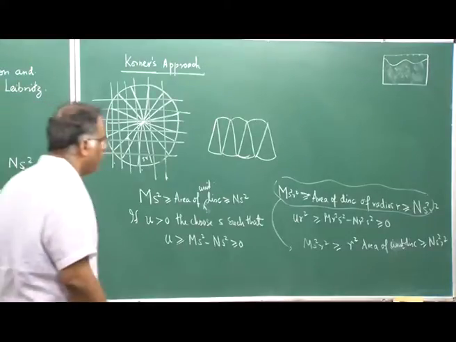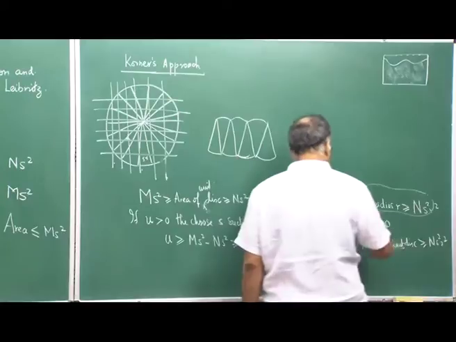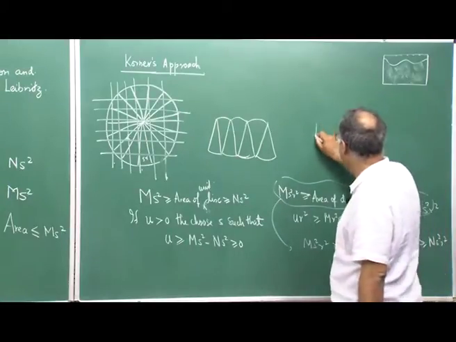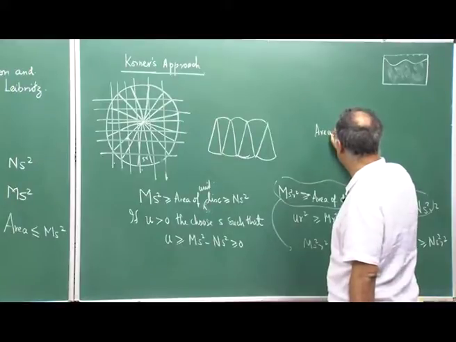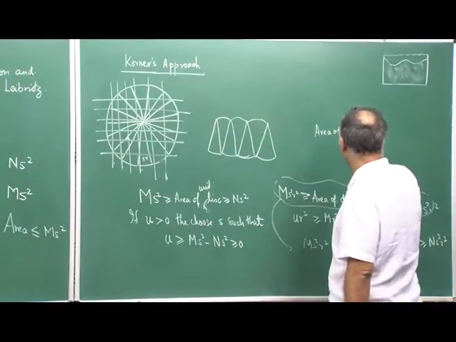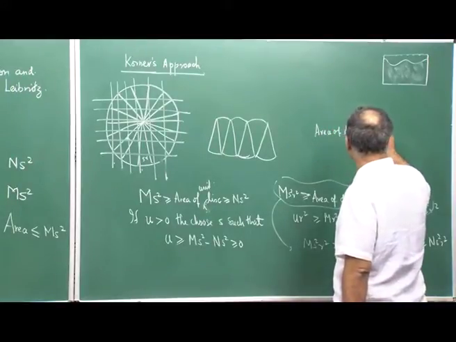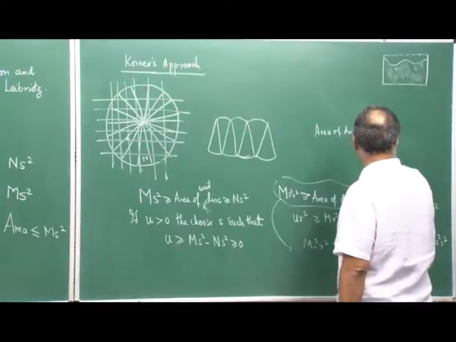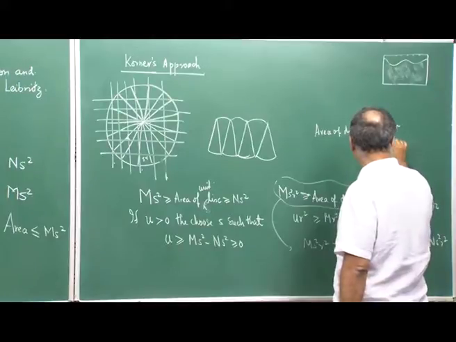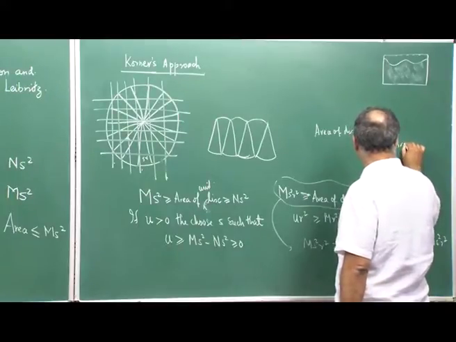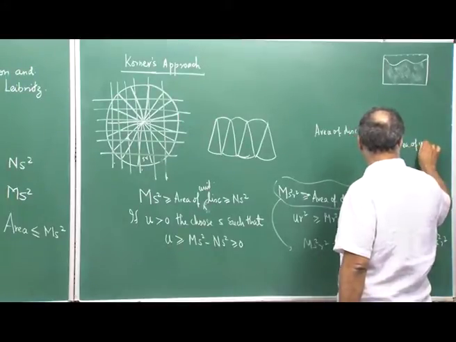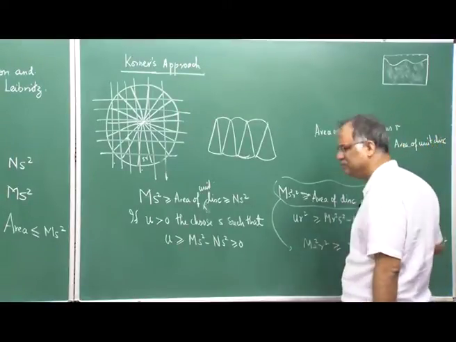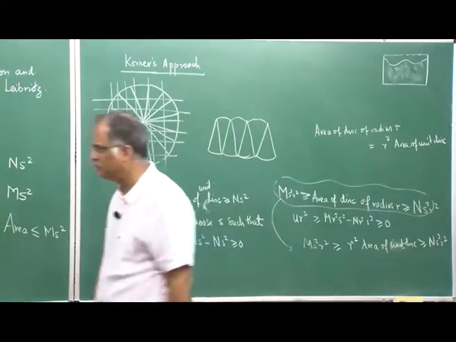So what do we finally conclude from here? We finally conclude that the area of a disc of radius R is equal to R square times the area of the unit disc. That is what we have concluded from our discussions here.